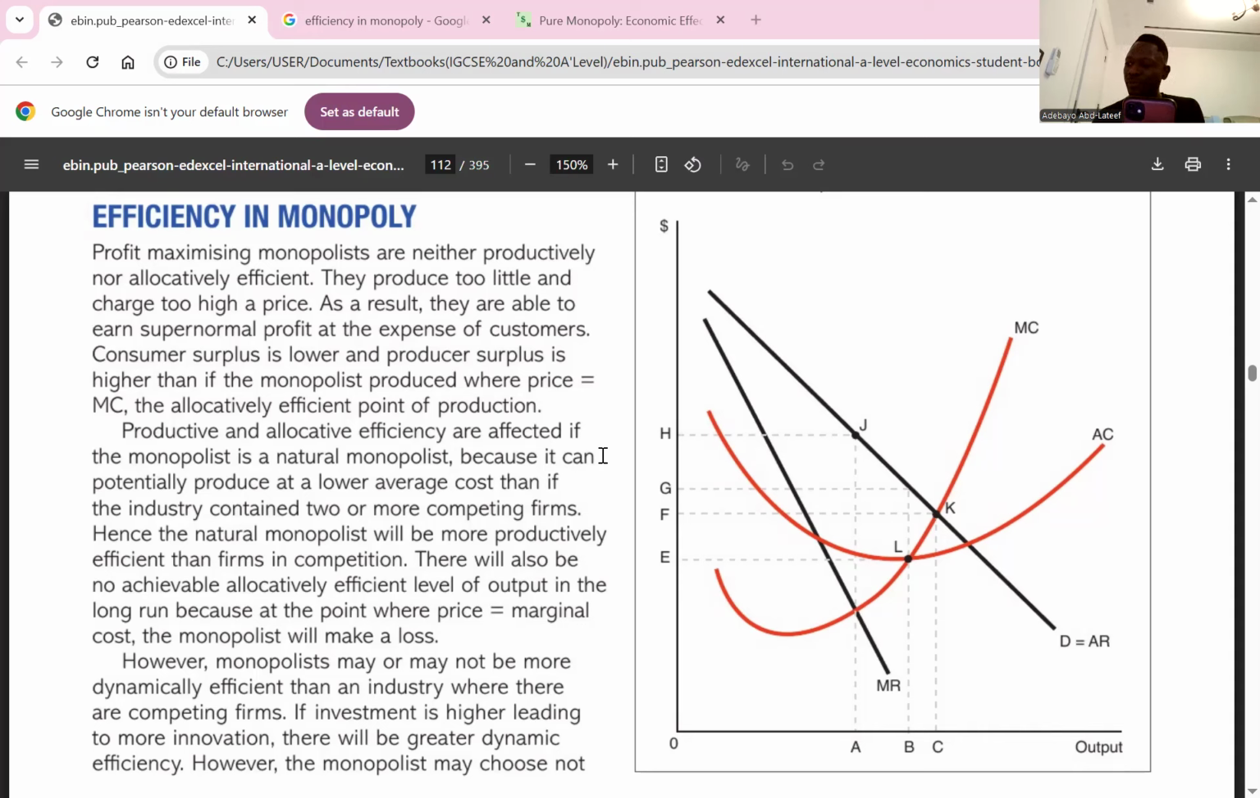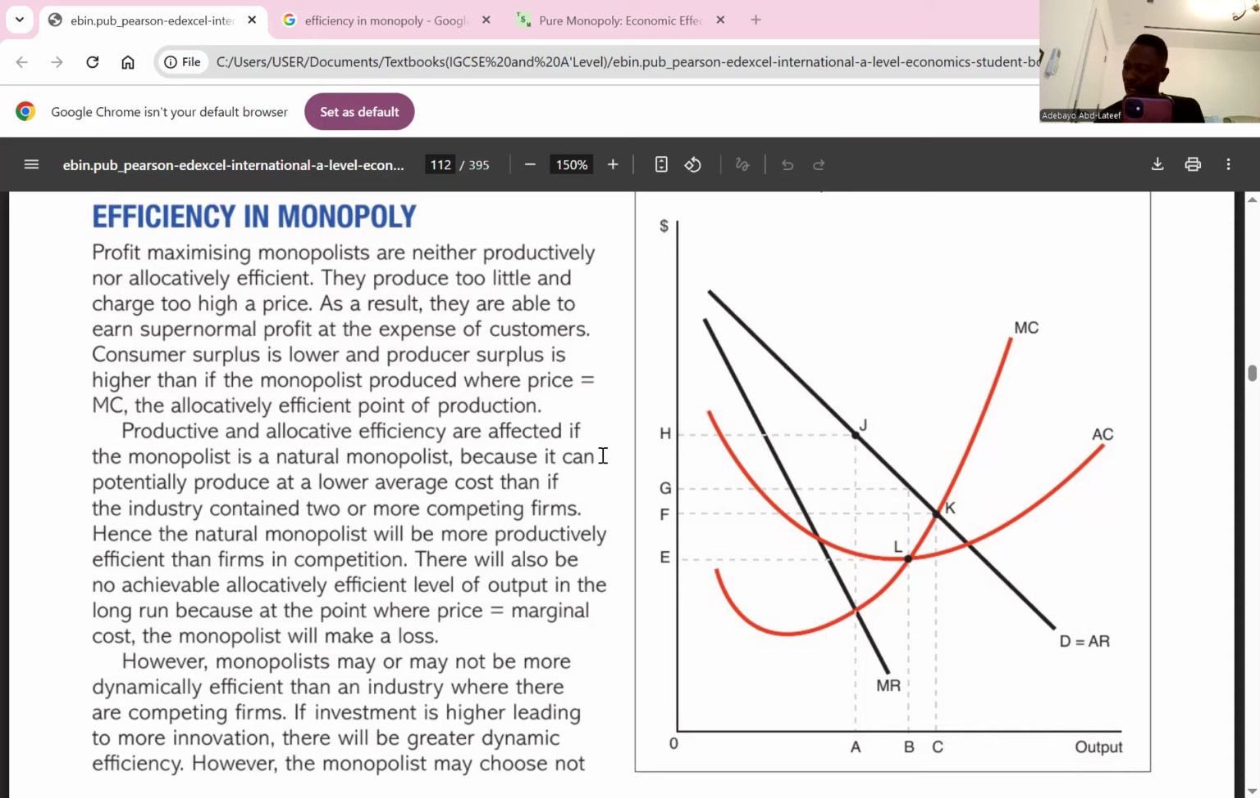So the productive efficiency will be at point L, where our marginal cost equals average cost. Then allocative efficiency will be where the price equals the marginal cost at point K, the lowest price you can sell at. You see point K there, please? Point K is OF and OC. So there's going to be productive and allocative efficiency at OF, OC at point K. And at that point, our marginal cost is above the average cost. Do you get the point here, please?